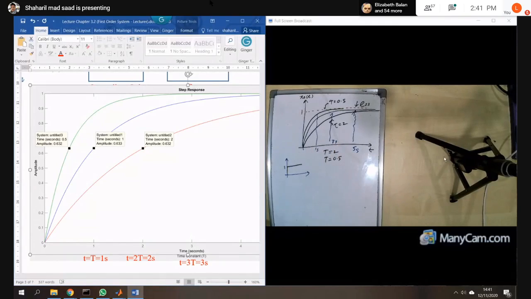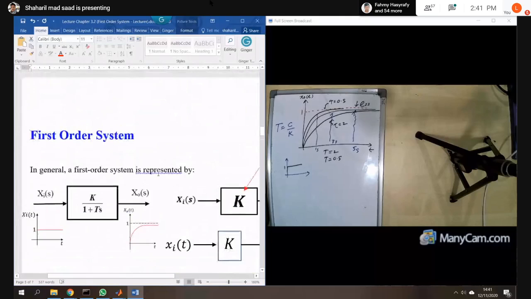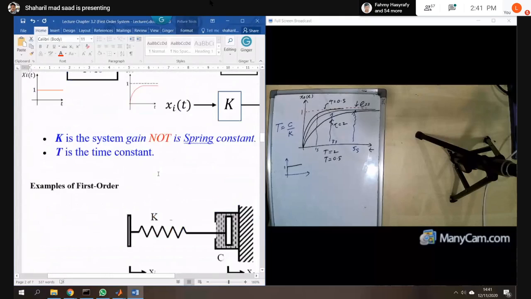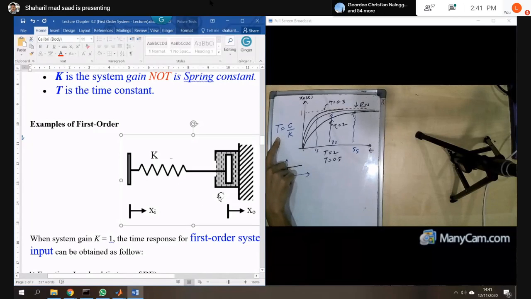So how to change the time constant? Remember, time constant t equal to c over k. That means you can change the value of the spring and also the damper, right? K you can change and C you also can change, in order to play around with the time constant. Okay? Clear? Any questions? No? Okay.